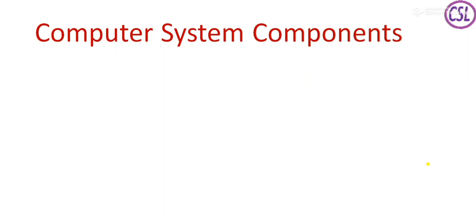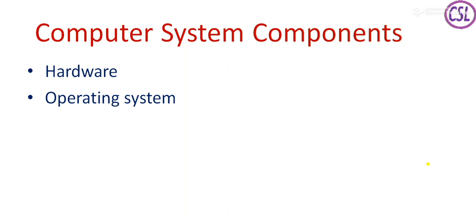Coming to the computer system components. A computer system is made of 4 components. The first one is hardware. Hardware means physical components of a computer system. All the input devices, output devices, processors are coming under hardware. Next, operating system. Even though we have hardware, we need a software, that is operating system.